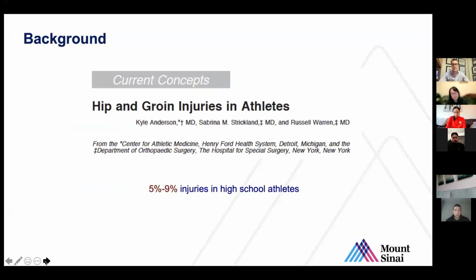Disclosure statement there. So hip and groin injuries, this slide is just here to demonstrate that they're very common injuries. This study demonstrated that between 5 and 9% of all injuries in high school athletes.